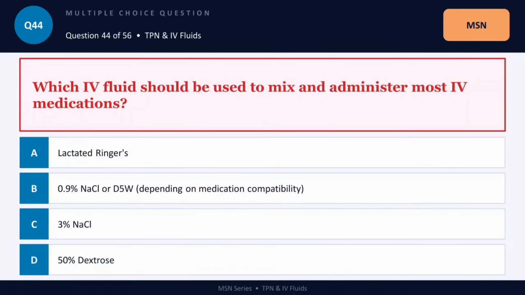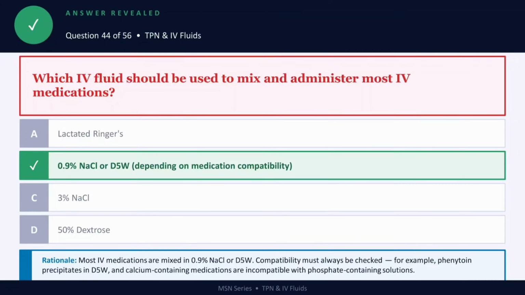Question number 44. Which IV fluid should be used to mix and administer most IV medications? Option A, lactated Ringer's. Option B, 0.9% normal saline or dextrose 5% in water. Option C, 3% normal saline. Option D, 50% dextrose. The correct answer is option B, 0.9% normal saline or 5% dextrose in water.